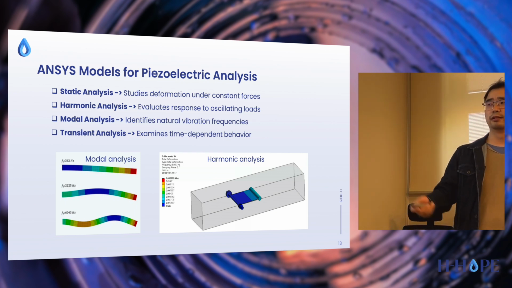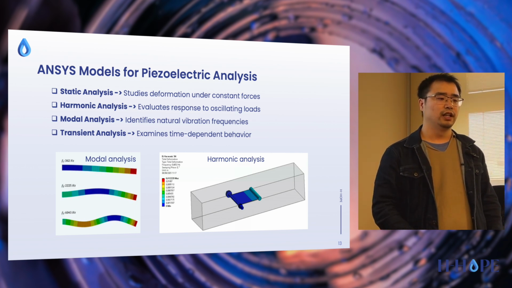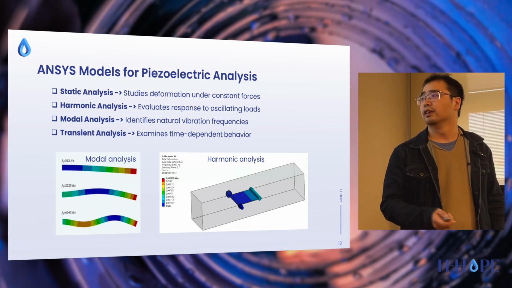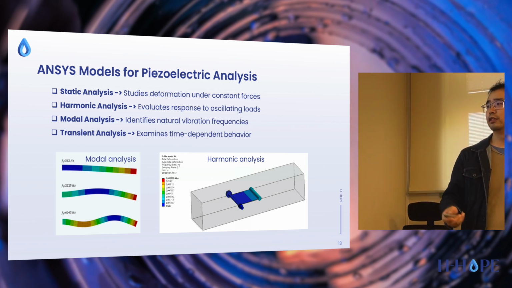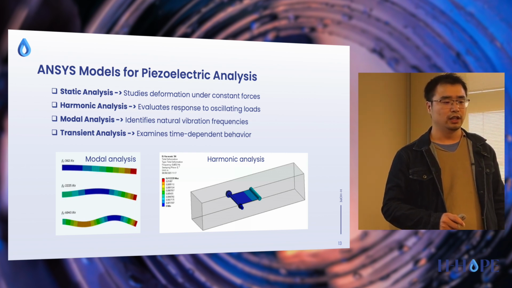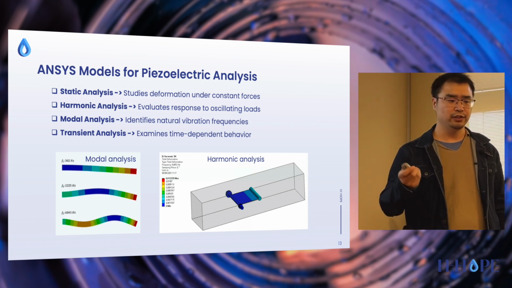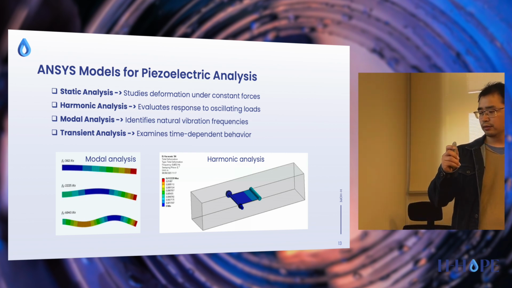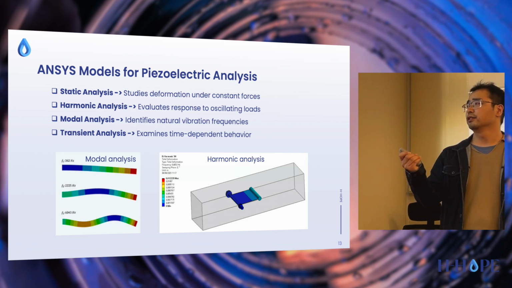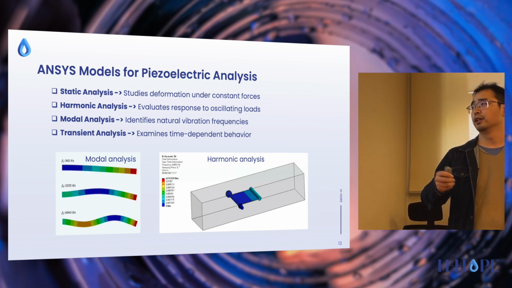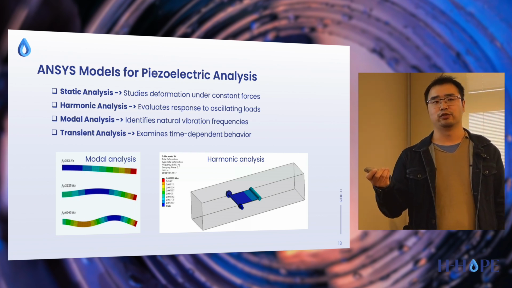Last, we can do transient analysis to examine the time-dependent behavior. So here is the example. The first is the mode shape we obtained from the modal analysis. This one is where we carried out the harmonic analysis of the PZT in the HO.